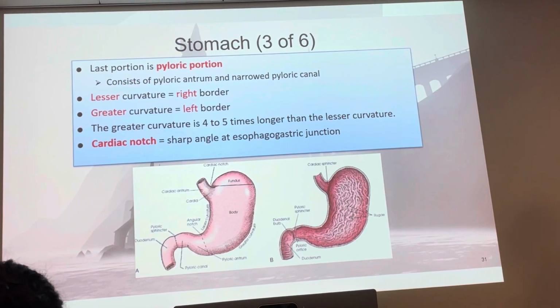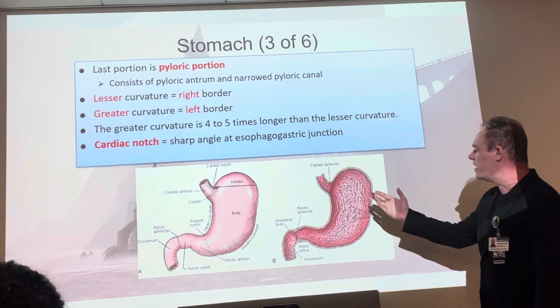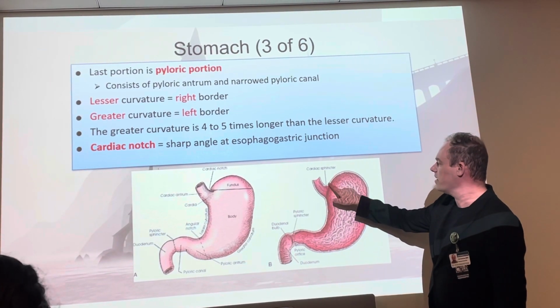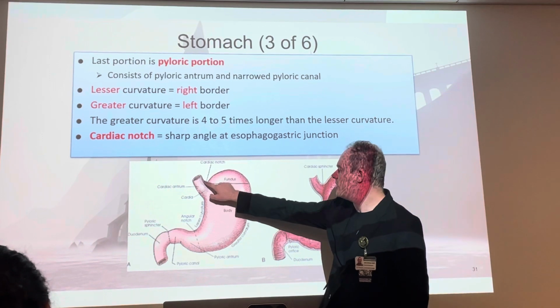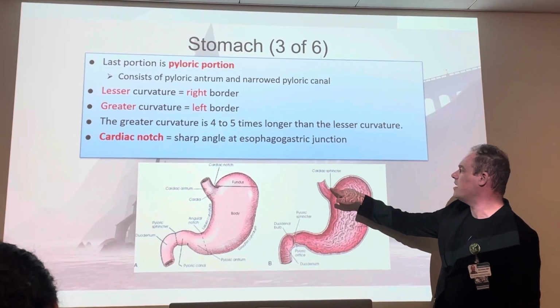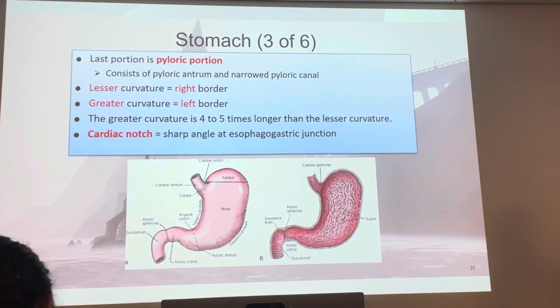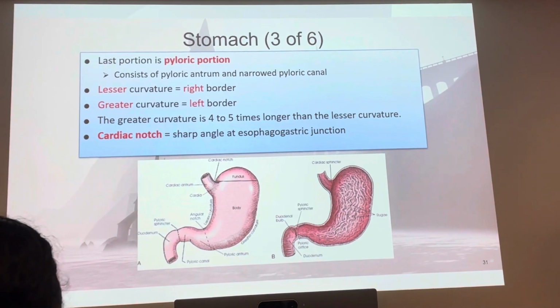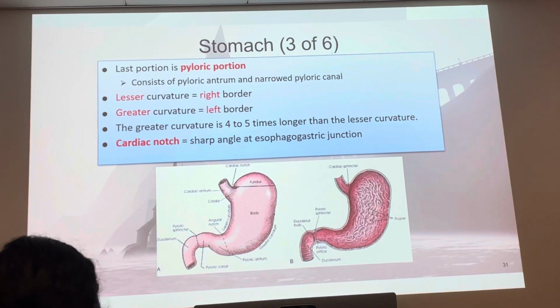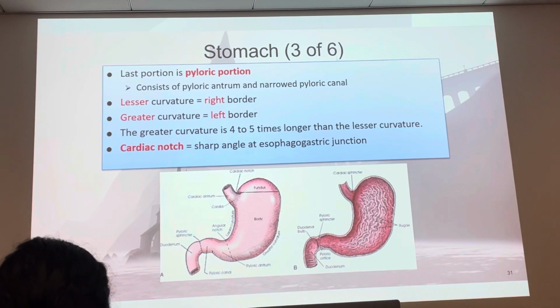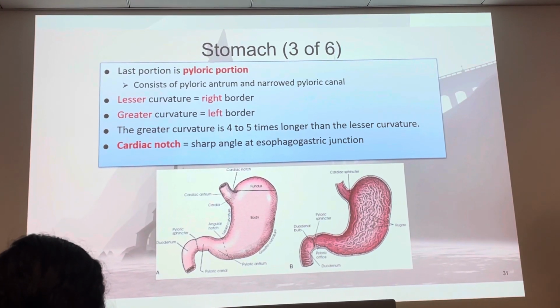And then finally, that cardiac notch, that's going to be in that cardia area. That's the actual notch that we see right here, guys. Here, that's the sphincter, that's the notch. That's that sharp angle at the esophagogastric junction that we can see very well on our x-rays, by the way. So know how to label that. I've got some example x-rays coming up here shortly.